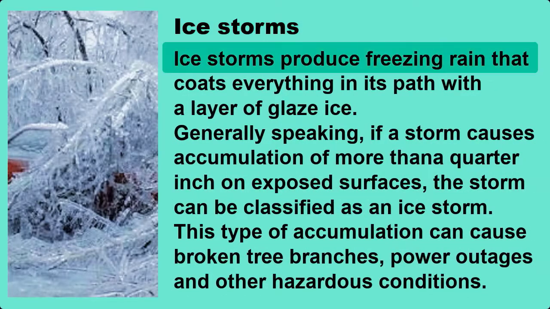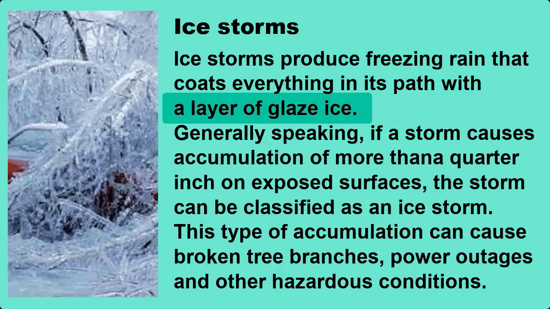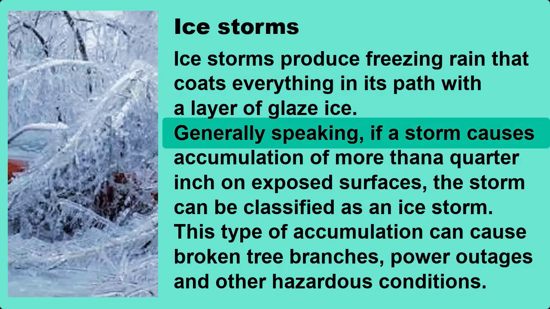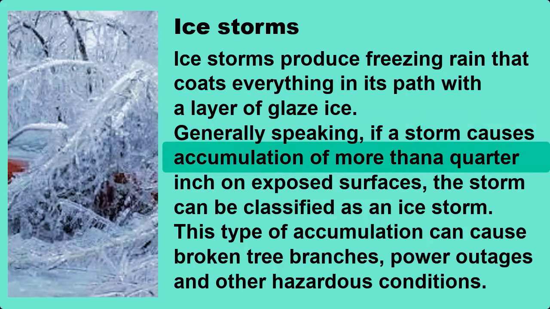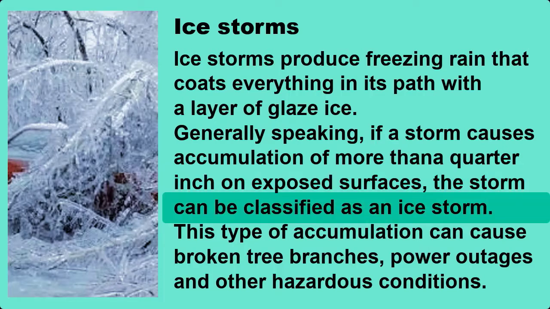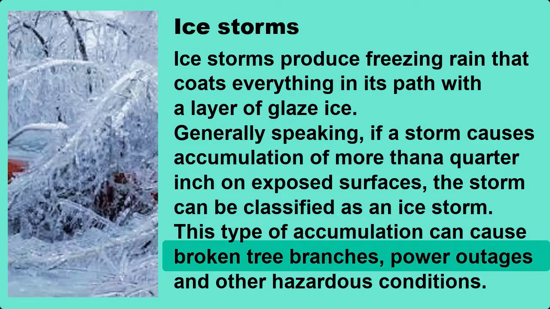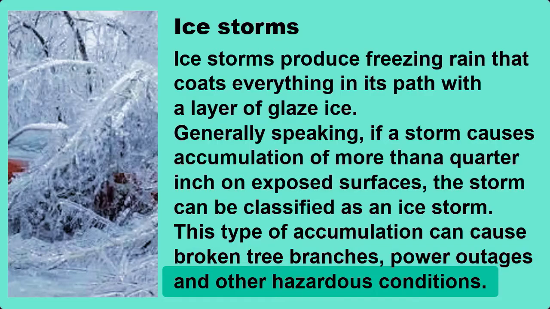Ice storms. Ice storms produce freezing rain that coats everything in its path with a layer of glaze ice. Generally speaking, if a storm causes accumulation of more than a quarter inch on exposed surfaces, the storm can be classified as an ice storm. This type of accumulation can cause broken tree branches, power outages, and other hazardous conditions.